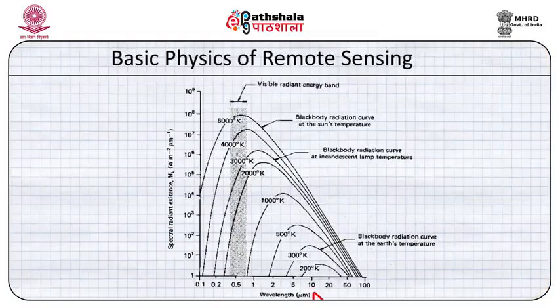Now let us understand the same through this figure. What we have on the left side, we have the short wave region 0.1, 0.2, 0.3, 0.4, 0.5 micrometer, and if you go to the right side, we have the larger wavelength region.